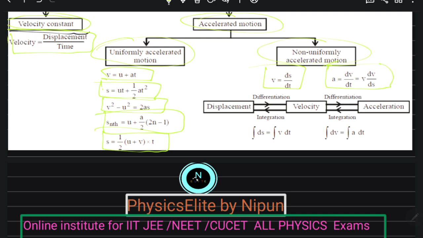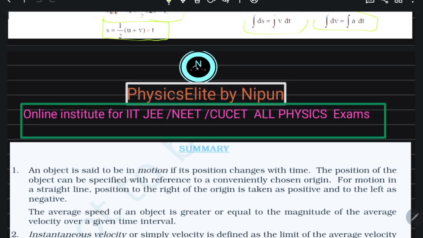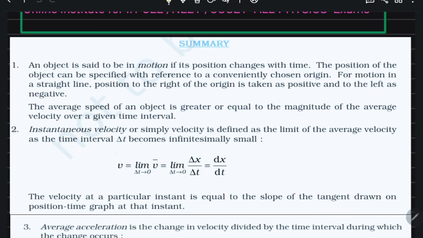Now, if you are given the displacement and you have to find velocity, what do you do? You do differentiation. And if you have a velocity and now you have to find acceleration, you again do differentiation. Now, if you have a velocity and you have to find displacement, what do you do? You do integration. If you have an acceleration and you have to find velocity, again you do integration. Understanding my point? Now our NCERT summary chapter.